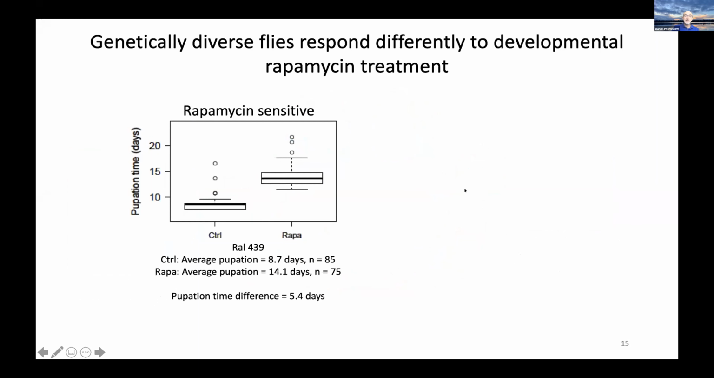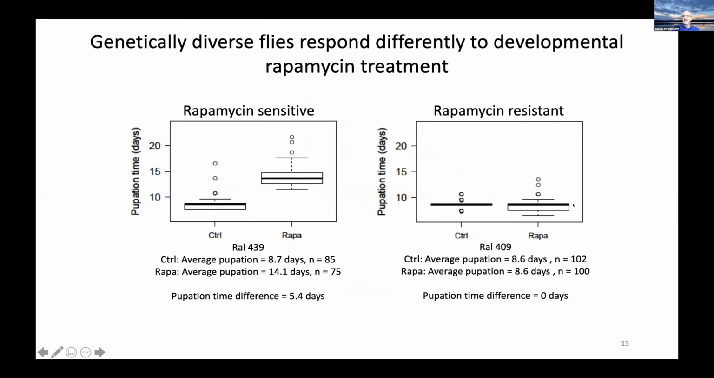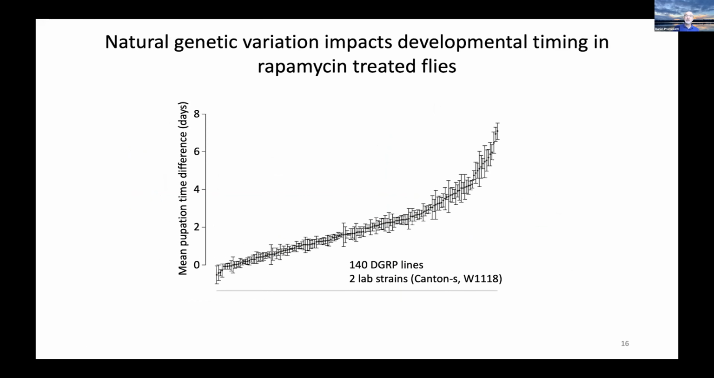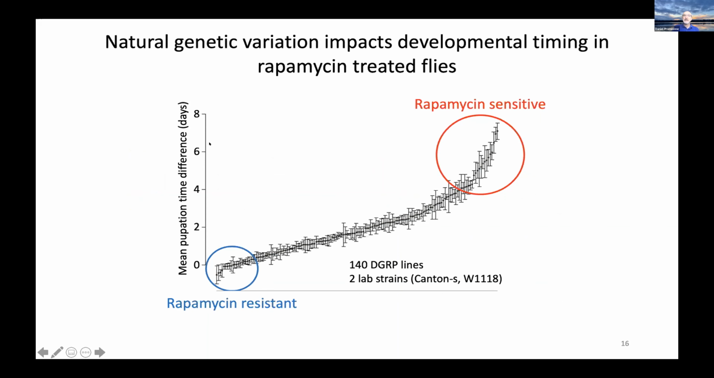It was striking. It was really striking. We found highly sensitive strains. So here's one highly sensitive strain, average time to pupation 9 days in the control, 14 days in Rapa. And here's a resistant strain. Average is 9 days across the board, 8.6 days. No difference at all. And here are all the lines that we looked at, 140 lines with means and plus and minus 1 standard error. And you can see there are highly sensitive lines that show an increase of 4 to 6 or 7 days, and resistant lines that show no effect at all. Some might even show a little bit of more rapid development, but mostly are from 0 to very great delay.